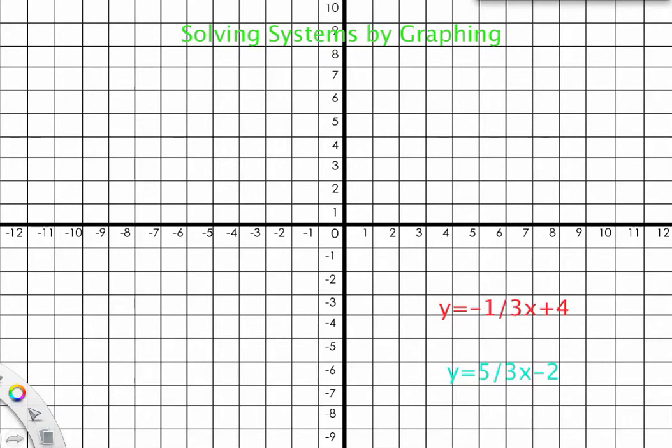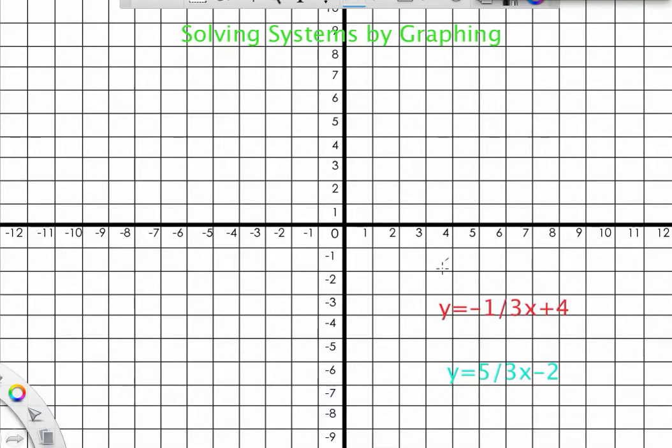As you can see, I put two equations down there at the bottom right hand corner of the screen. First equation is y equals negative 1/3 x plus 4, and the second equation is y equals positive 5/3 x minus 2. So there's a couple things that we want to identify first when we are taking care of this problem, and the first thing I'm going to say that we should take care of is identifying m and b for both of these equations.